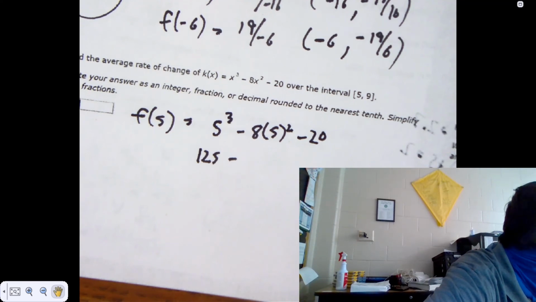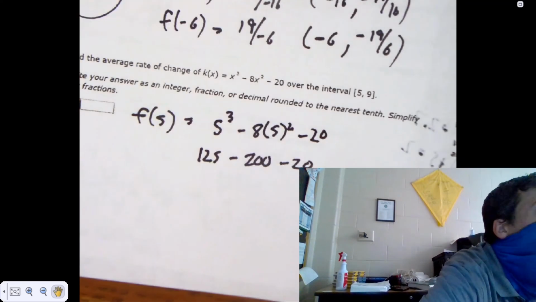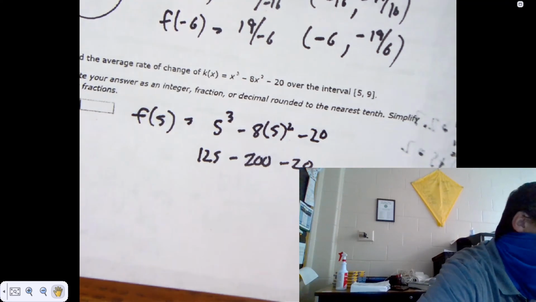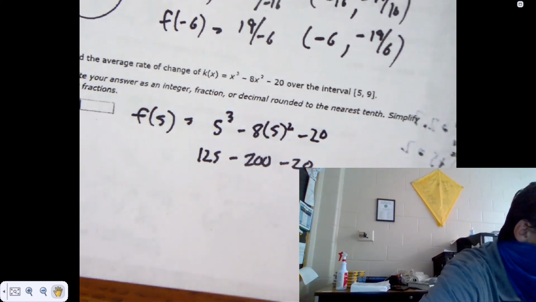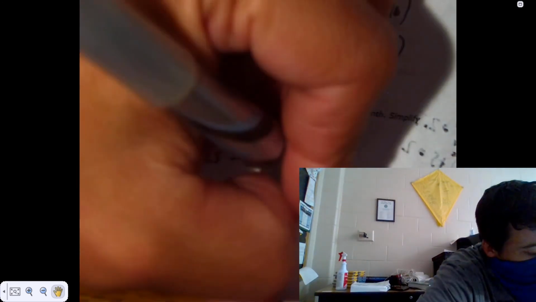So that's the number what? 200 minus 20. 125 minus 200 is negative 75. Take away another 20. Negative 95. Created the ordered pair 5, negative 95.